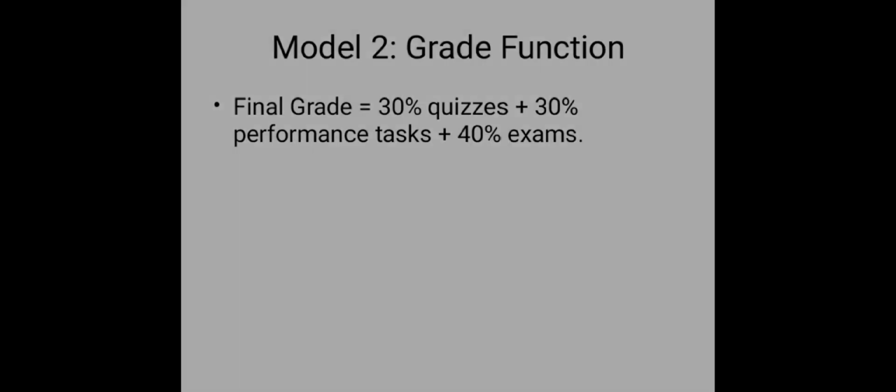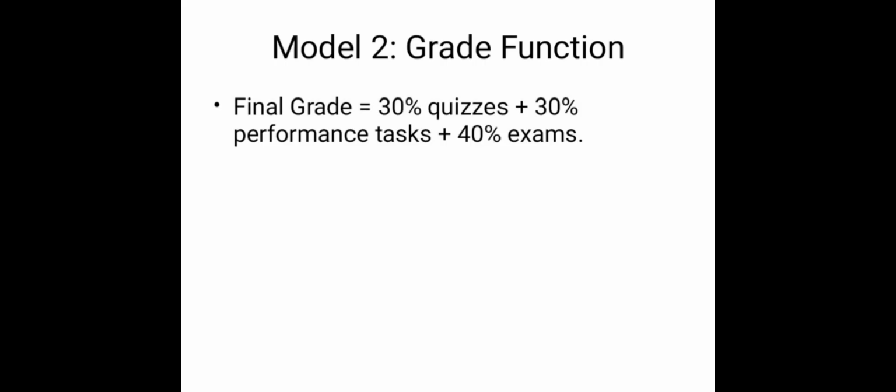Sample Model 2, grading system function. This is an example of a functional model for computing final grades. Each student's scores are fed into a function. Final grade is composed of 30% quizzes plus 30% performance tasks plus 40% exams. This ensures that no matter who computes the grade, the output will always be the same. This demonstrates how using functions creates fairness and consistency.